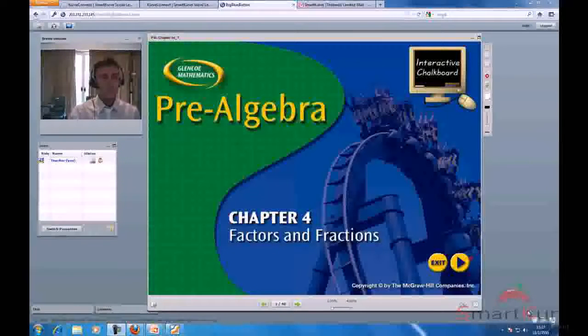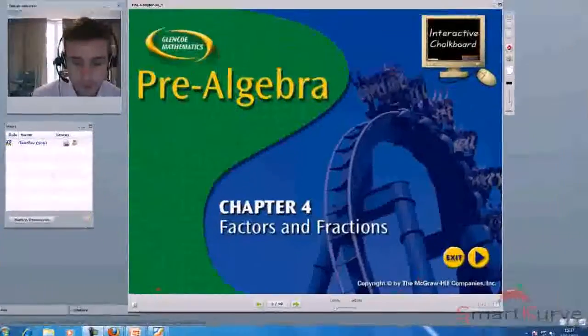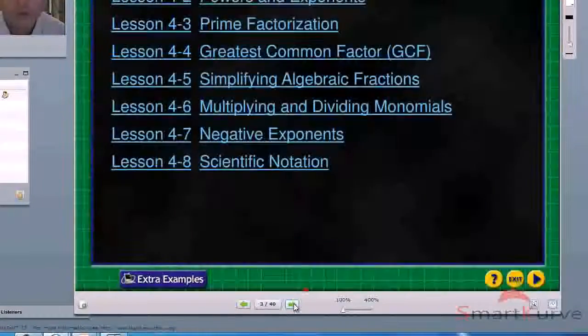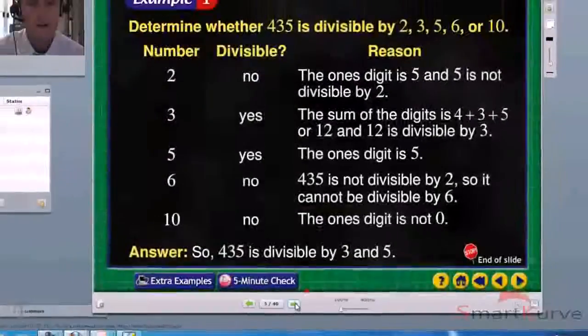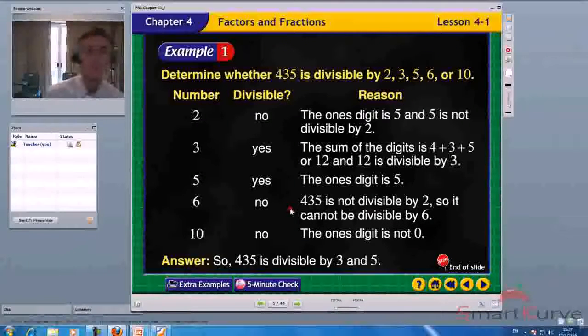Chapter 4, Factors and Fractions. Determine whether 435 is divisible by 2, 3, 5, 6, or 10.